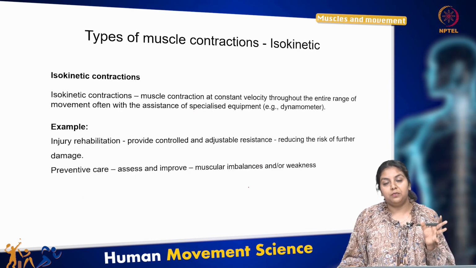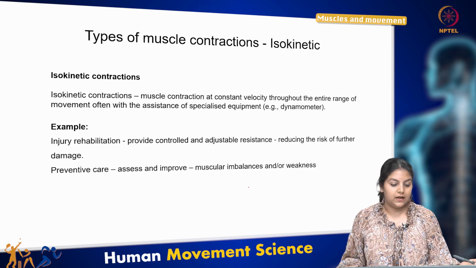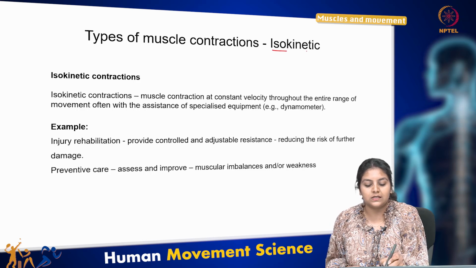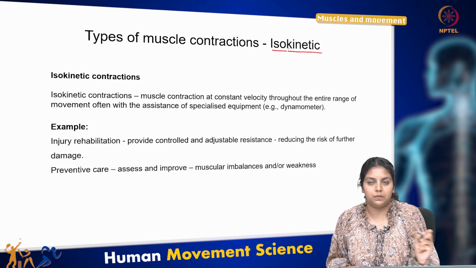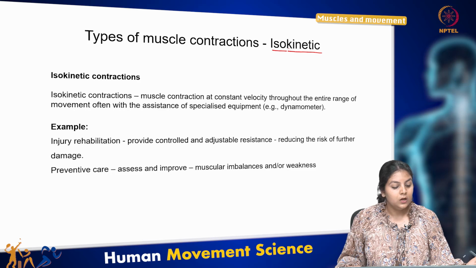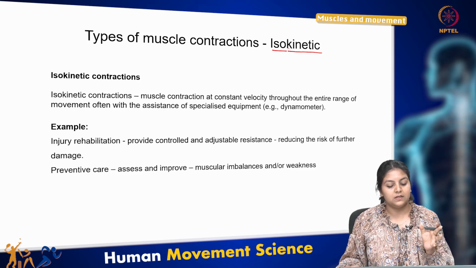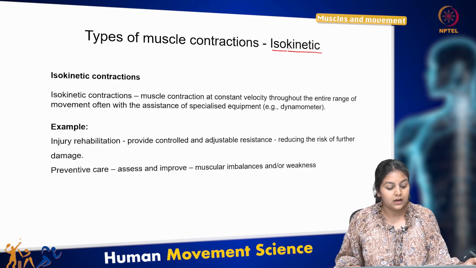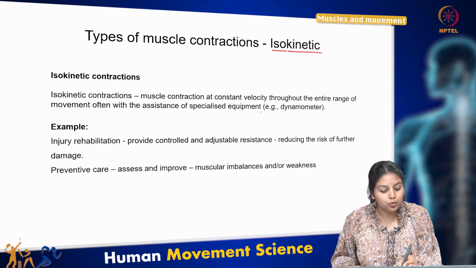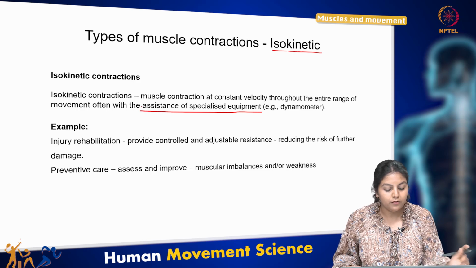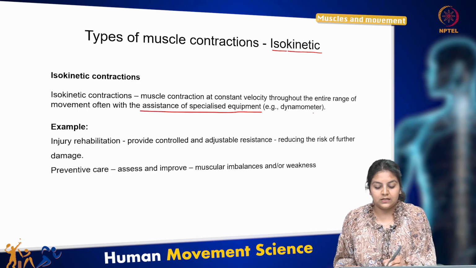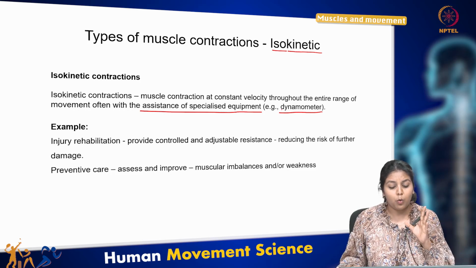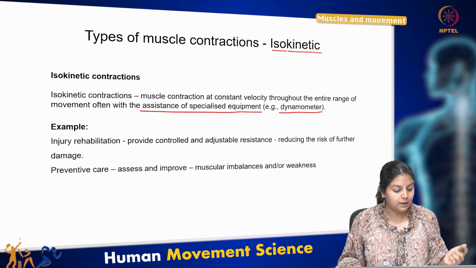The last category of muscle contractions we have is the isokinetic one. Isokinetic is what we saw earlier: same speed or velocity. In isokinetic contractions, the muscle contraction happens at constant velocity throughout the entire range of movement, and to achieve that, it is usually with the assistance of specialized equipment, for example, a dynamometer. Now, why would this be essential? This is quite important for injury rehabilitation.